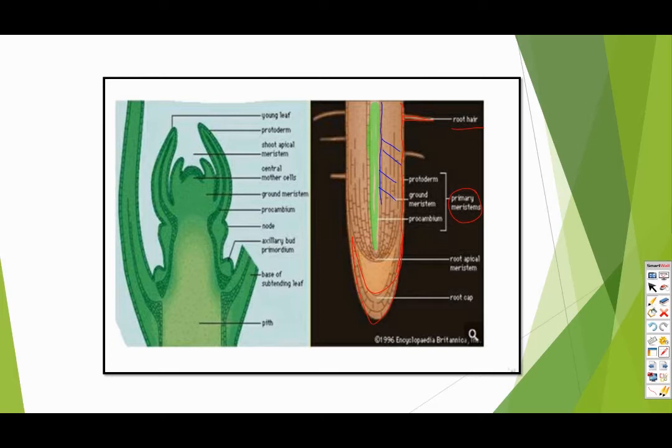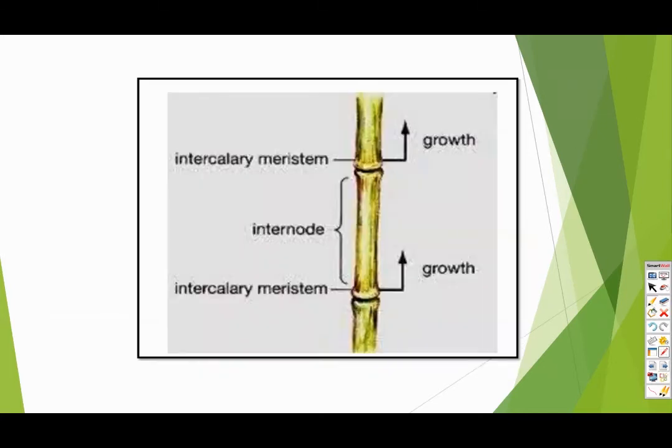Now, moving on to the next thing. See, children, in the stem, that is what I was speaking about. This is where your intercalary meristems are present, because that's your nodal region. And this is, of course, your internodal region.